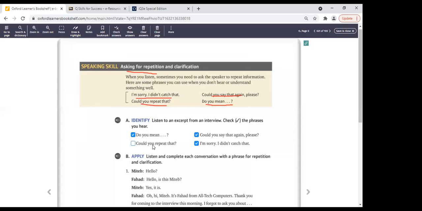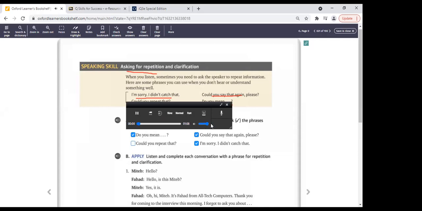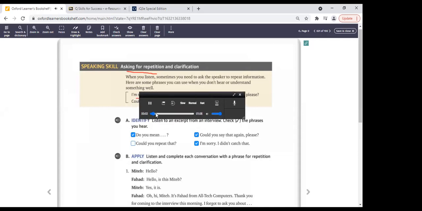He said that as well. No, I don't think so. He didn't see. He said, "I'm sorry, I didn't catch that. Could you repeat?" He said it like that.